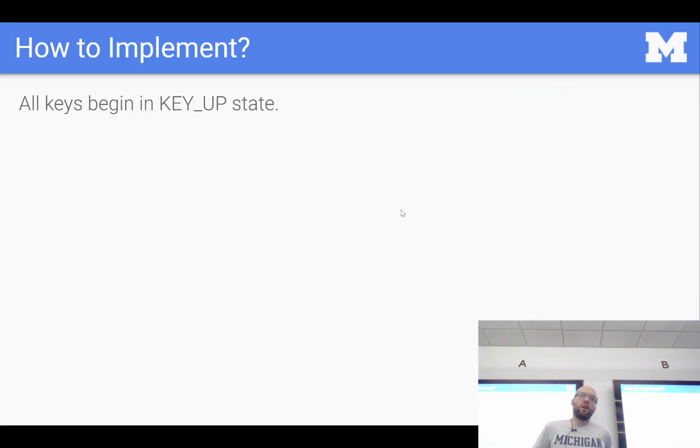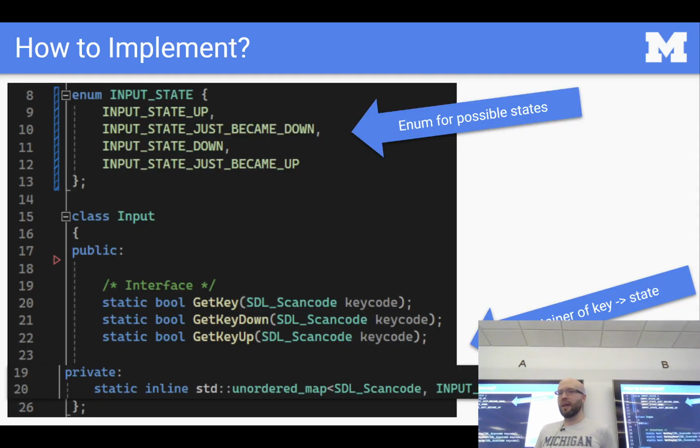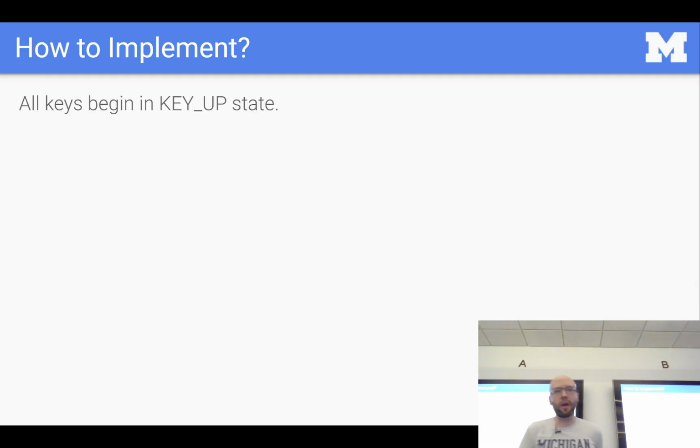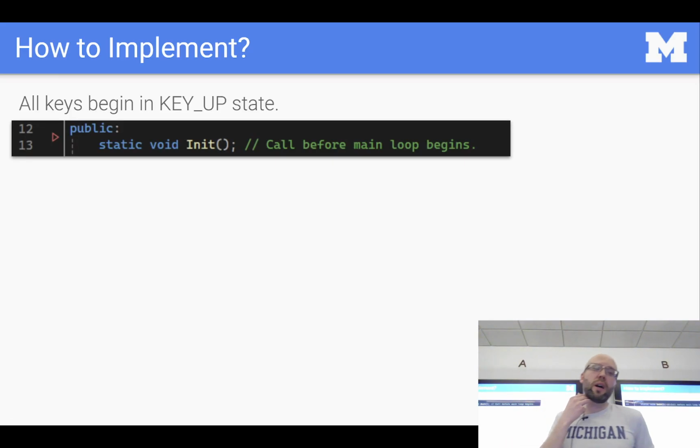Okay, so all keys here are going to begin in the key up state, right? Because no one's pressing anything down. You can make that assumption. No test case is going to try and break that for you. All keys are going to begin in the key up state.